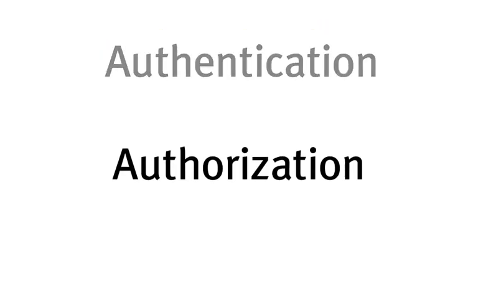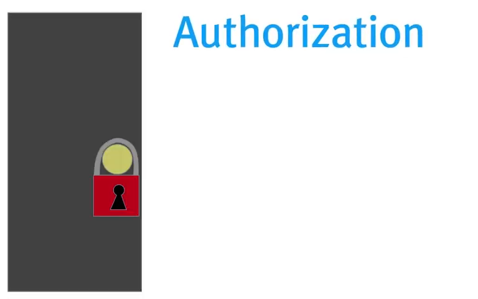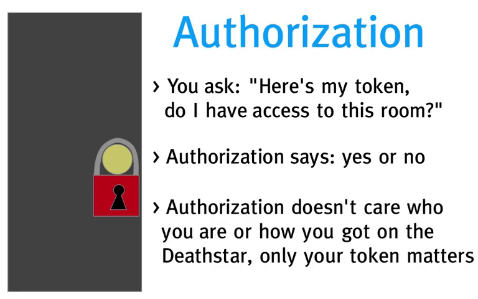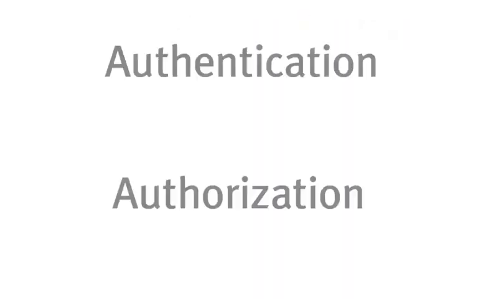The second part of security, authorization, is like the lock that's on every door. It actually denies a user access to something. Authorization doesn't care if you're Obi-Wan or a stormtrooper. It only checks to see if the token you received has enough access to enter a specific room. Let's talk authentication first, which can be more complex than authorization.